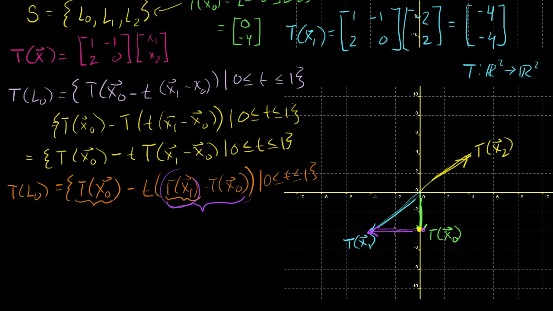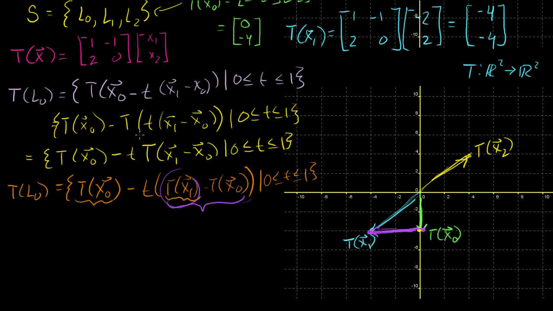Right? We took the difference of the two, and we have scaled up versions of that between t is equal to 0 and 1. So the transformation of L naught really just became the line between the transformations of both of the endpoints, which is a pretty neat result. It makes our life simple.